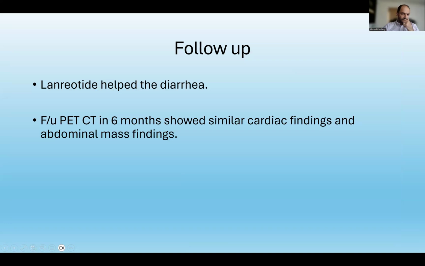For follow-up, the patient felt better after lanreotide administration, and the PET CT scan at 6 months showed similar cardiac findings. So the lanreotide did not affect the cardiac finding, and the abdominal mass was exactly the same, but the symptoms were better.